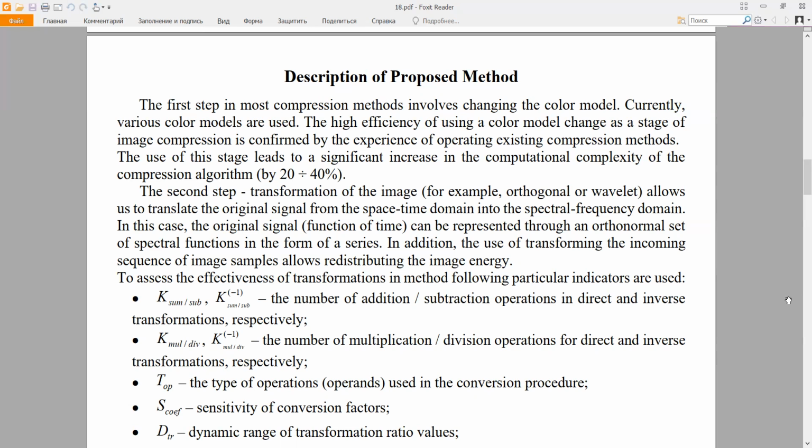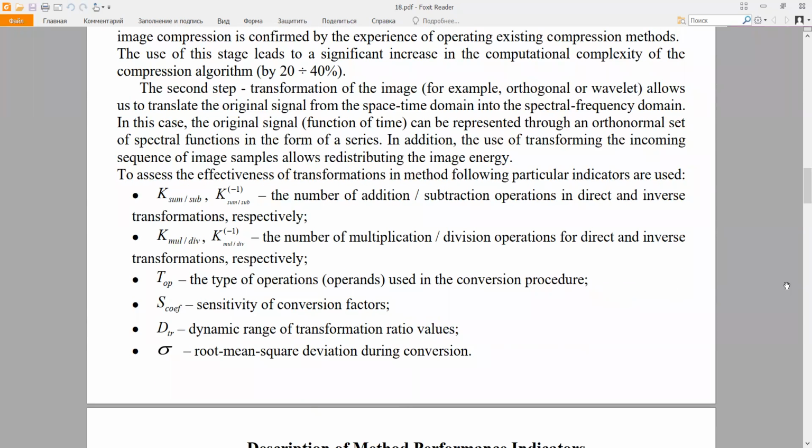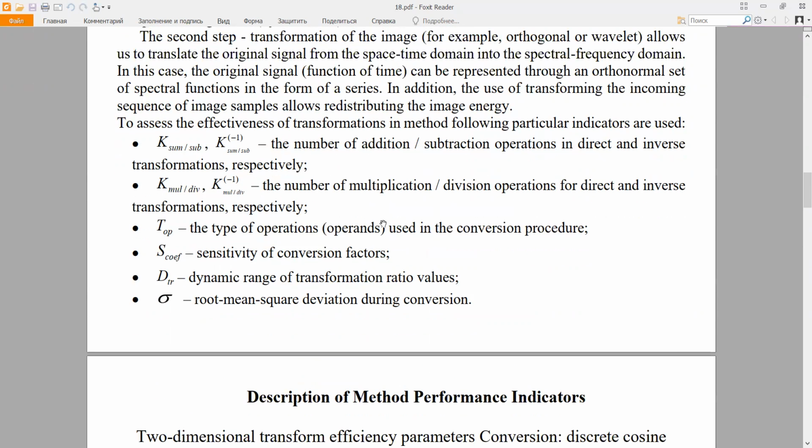For example, orthogonal or wavelet, as we can choose within our method, allows us to translate the original signal from the space-time domain into the spectral frequency domain. In this case, the original signal, meaning a function of time, can be represented through an orthonormal set of spectral functions in the form of a series. In addition, transforming the incoming sequence of image samples allows us to redistribute the image energy. Very important in our method. And also we use some indicators that help our method to build its mathematical description correctly. They are shown on this slide.